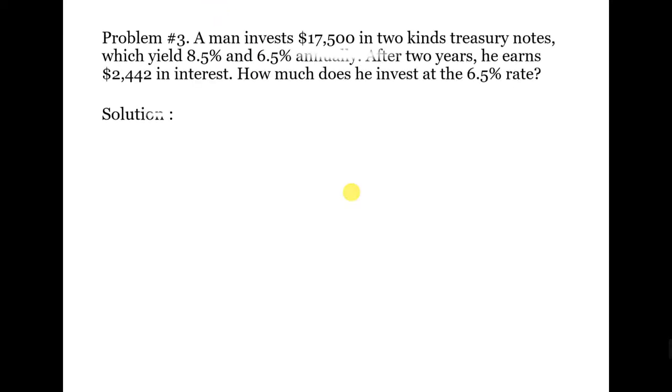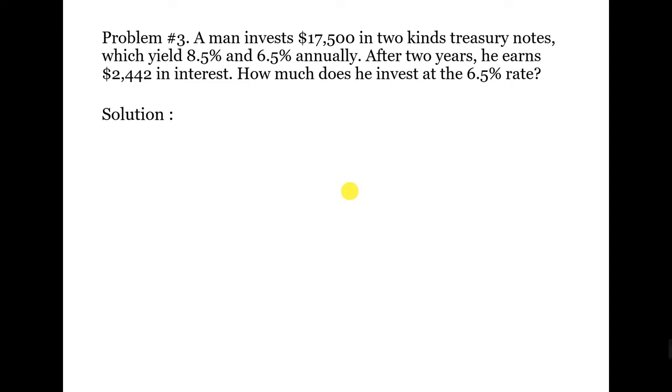For example, problem number 3, a man invests $70,500 in two kinds of treasury notes, which yield 8.5% and 6.5% annually. After 2 years, he earns $2,442 in interest. Now the question is, how much does he invest at the 6.5% rate?